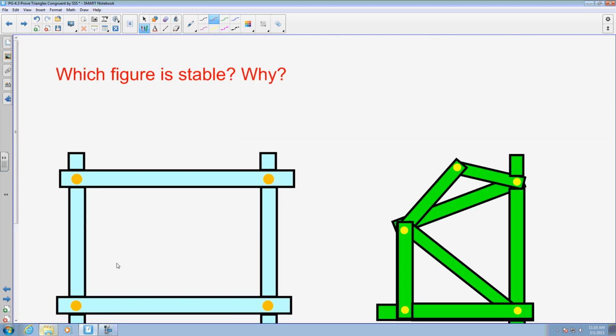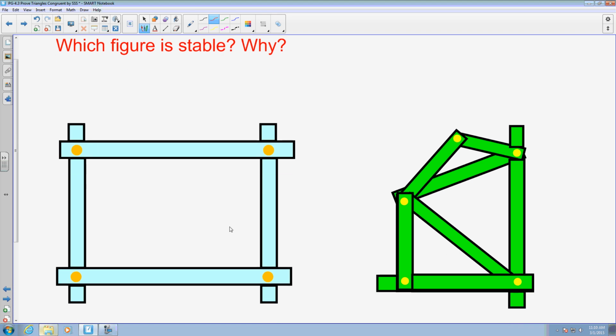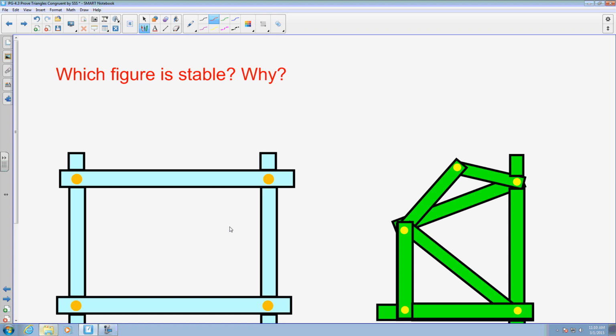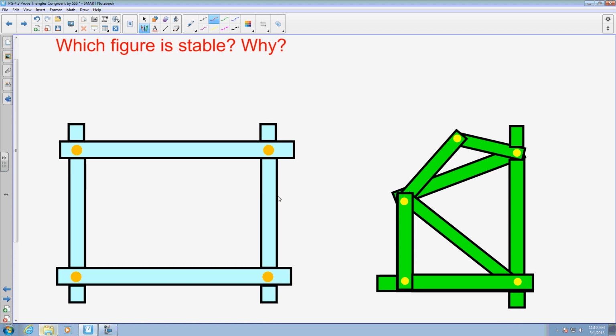Finally, in this section, they want us to talk about stability in a figure. And then they want you to respond why. So I have two figures here on the screen. One is stable and one is not stable. And how you determine if something is stable is by having diagonal supports. So if a figure has diagonal supports, it is stable. If it does not, then it is not stable.